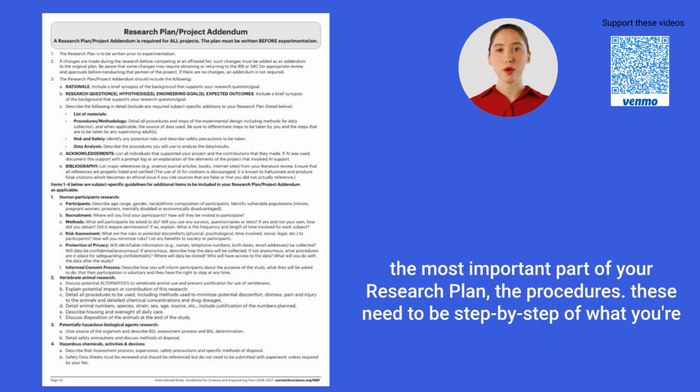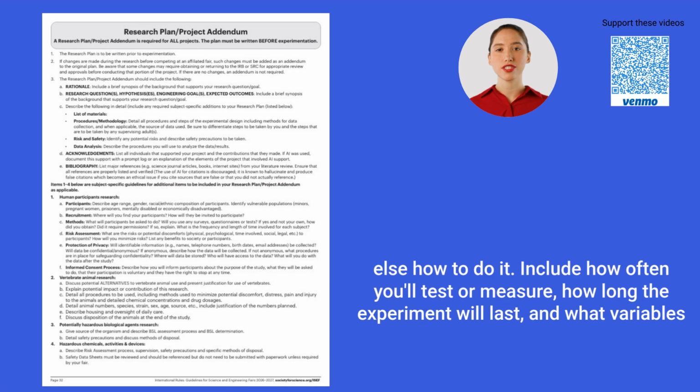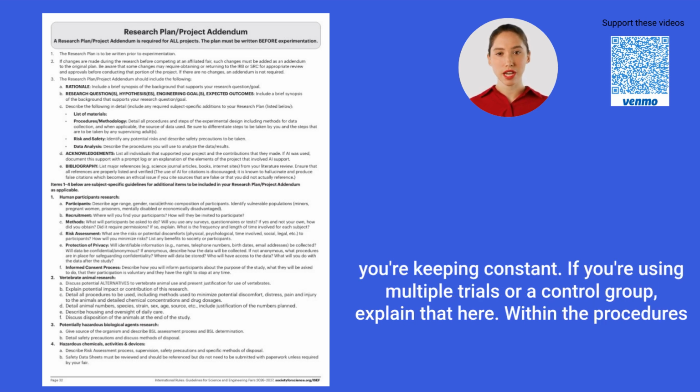Now comes the most important part of your research plan, the procedures. These need to be step by step of what you're going to do. Be very detailed and walk us through your experiment or build process like you're teaching someone else how to do it. Include how often you'll test or measure, how long the experiment will last, and what variables you're keeping constant. If you're using multiple trials or a control group, explain that here.